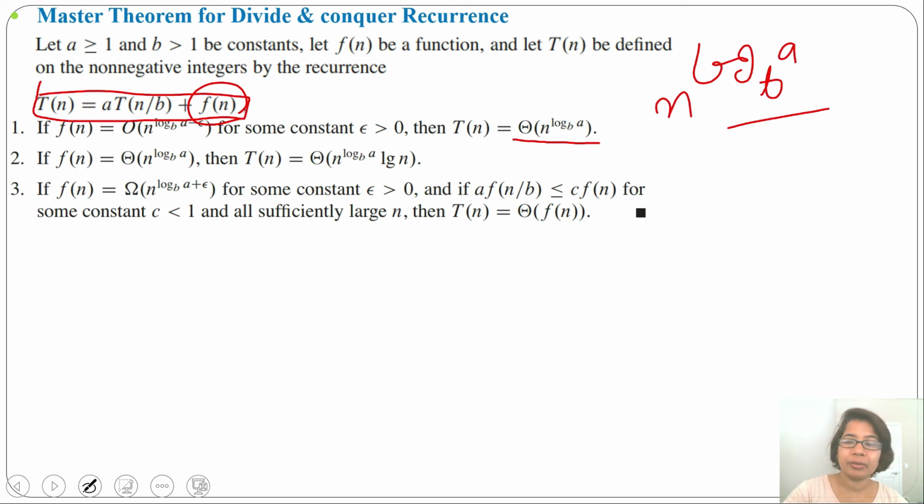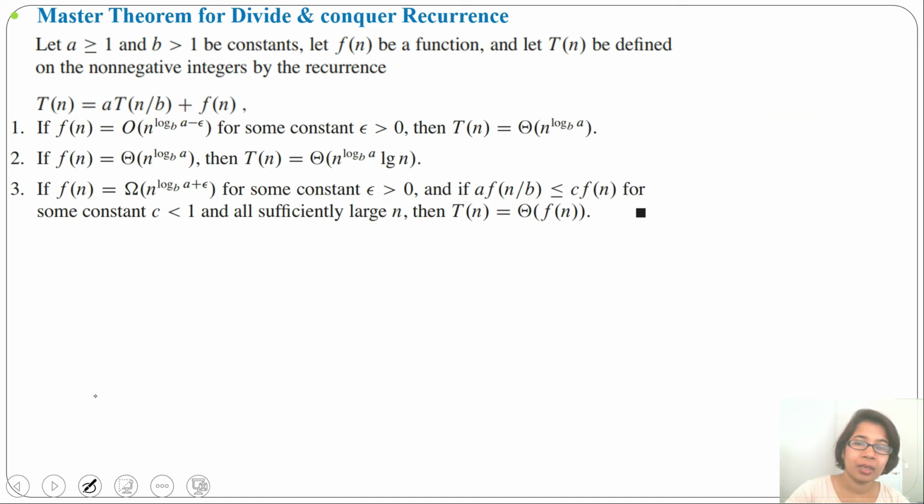If f(n) equals n^(log_b a), then that comes under case 2, that is theta of n^(log_b a) multiplied by log n. If f(n) is greater than n^(log_b a), that comes under case 3. Again, we need to check a f(n/b) should be less than or equal to c multiplied by f(n). Then the running time will be theta of f(n). This is the Master Theorem according to the Cormen book.